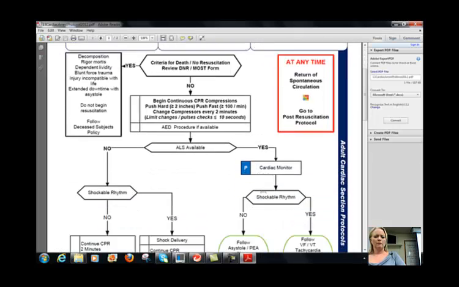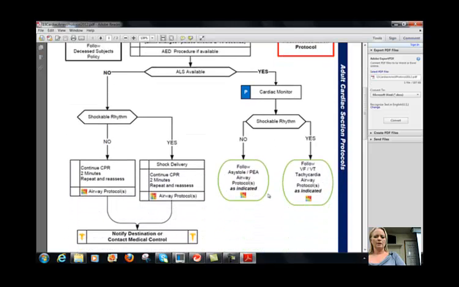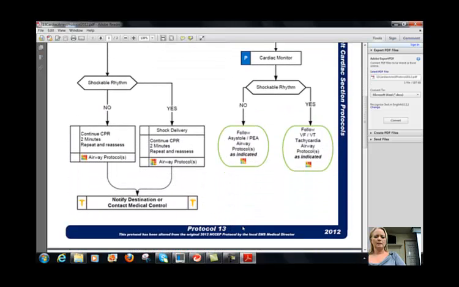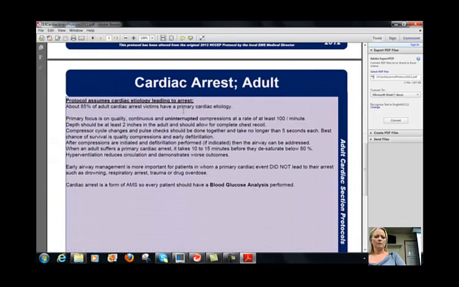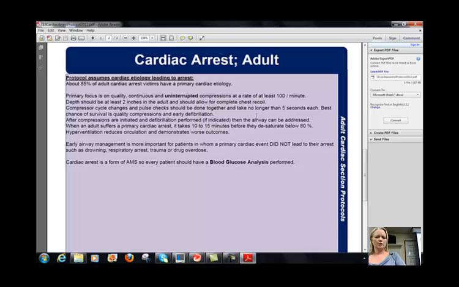The cardiac arrest protocol, there's really nothing different on here. This is one where you may need to exit the protocol, but it's kind of a general protocol that tells you to go to other protocols. Talks about uninterrupted compressions.